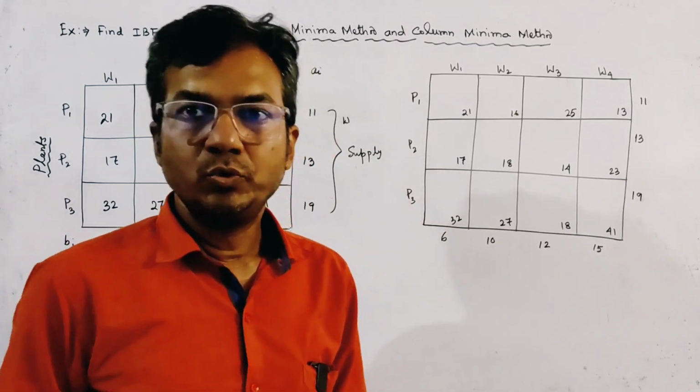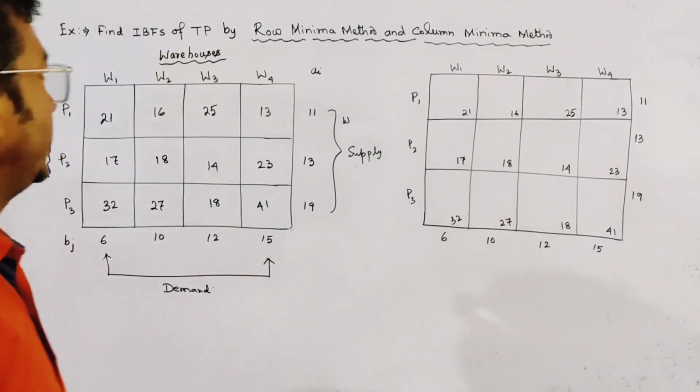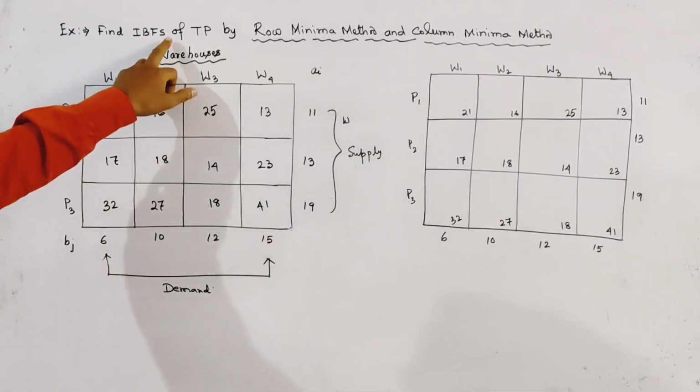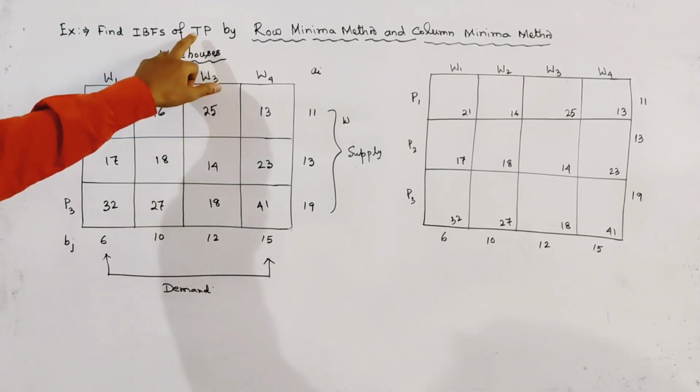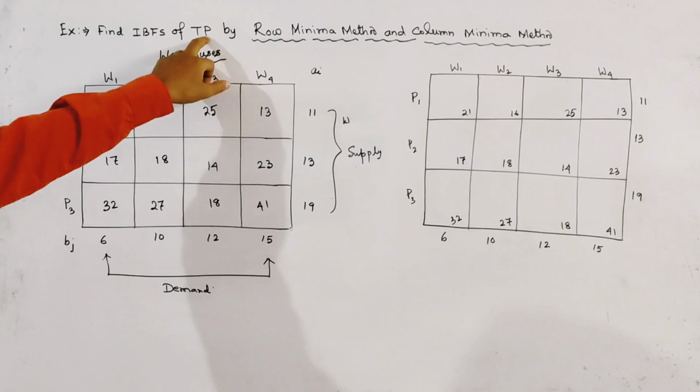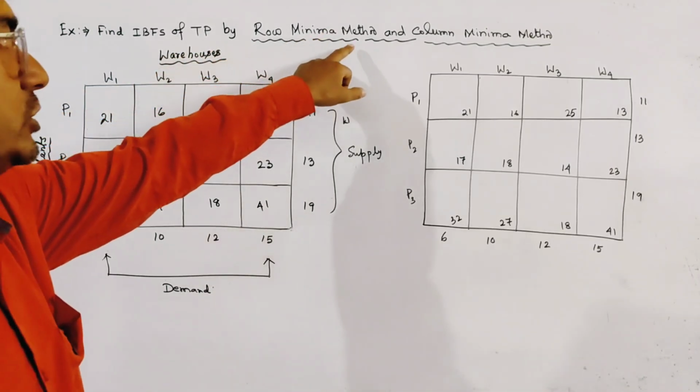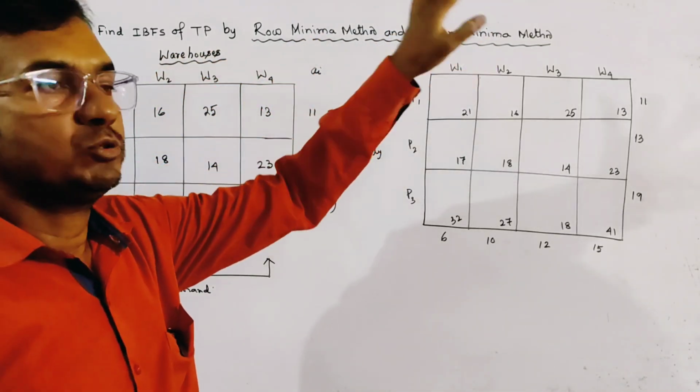In this lecture, we have to find out the IBFS, that is, the initial basic feasible solution of a TP, transportation problem, by the row minimum method and the column minimum method.